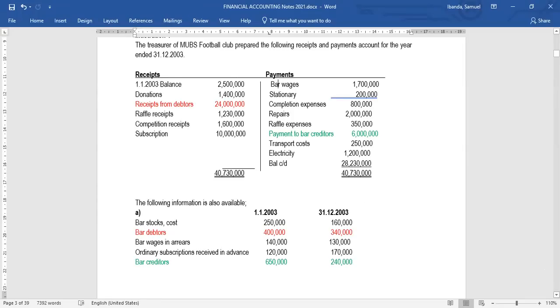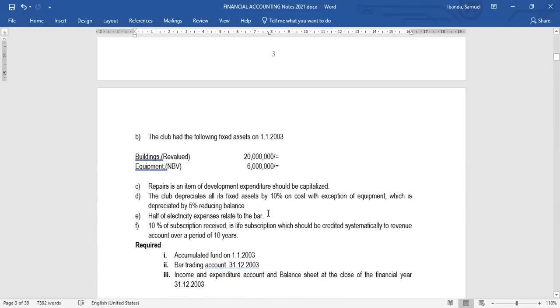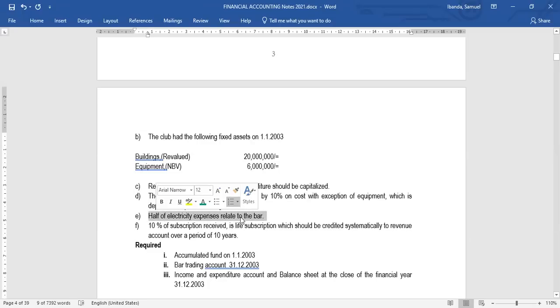And in case maybe this is just a general expense, they will come in the additional information here and tell it to you. For example, we have this case where they are telling us that half of the electricity expenses relate to the bar. Half of the electricity expenses relate to the bar.